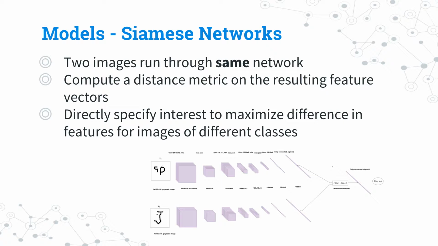The way that we do this is when we go to the loss function. You'll see that that's how we are able to specify how to make sure that these features maximize the difference if they're different classes.